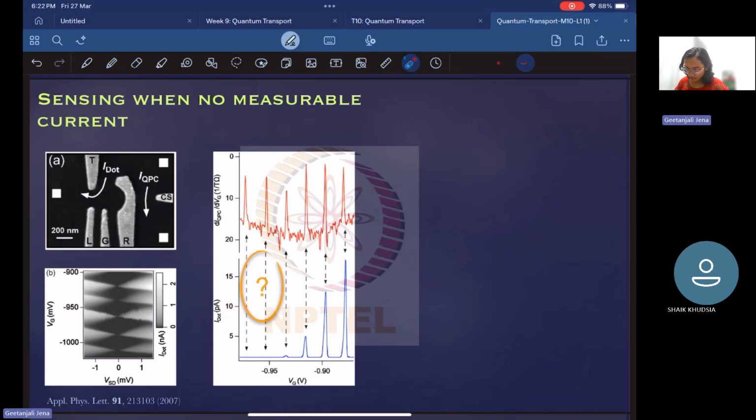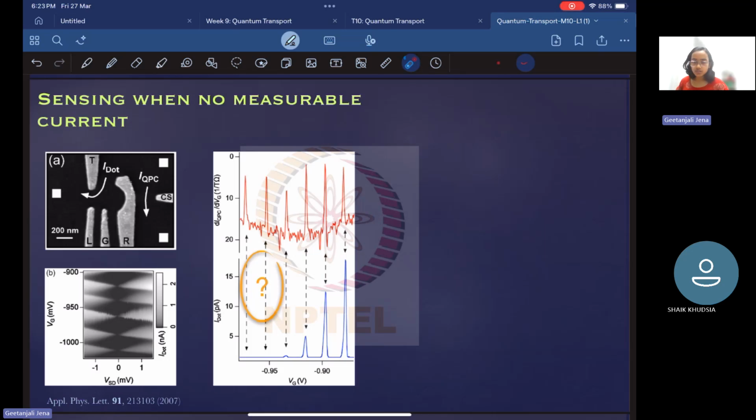So if you look at this graph, one thing you can notice is that for each Coulomb blockade oscillation, which you are seeing here in the below graph, there is a corresponding change in conductance, or change in current, in this quantum point contact region. This is one thing that you can easily notice.